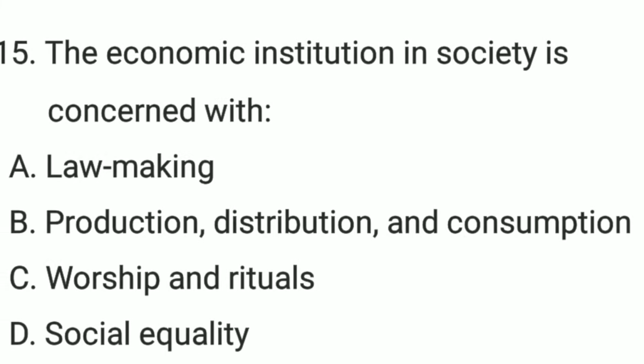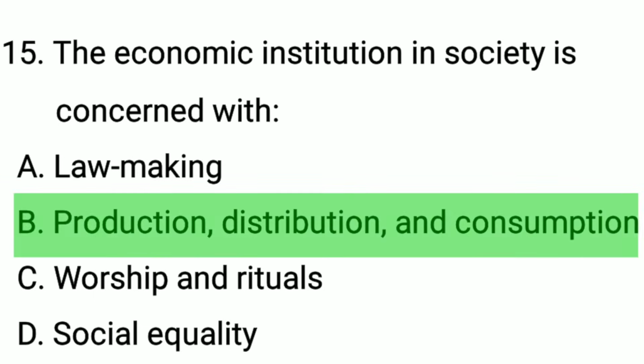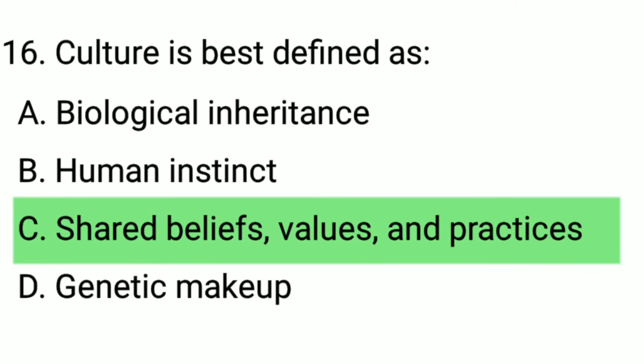Question number 15. The economic institution in society is concerned with. The right option is option B, production, distribution, and consumption. Question number 16. Culture is best defined as. The right option is option C, shared beliefs, values, and practices.